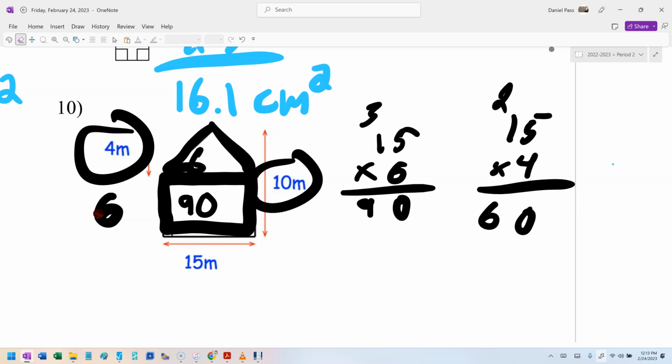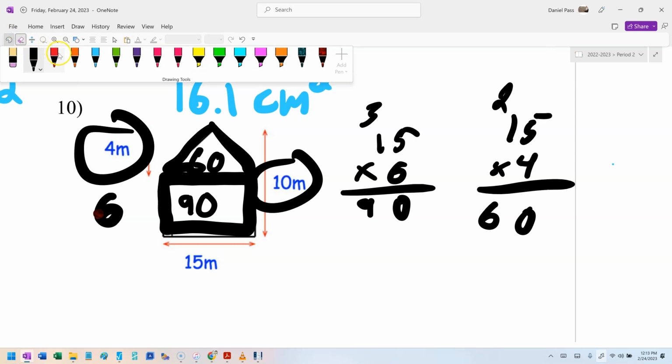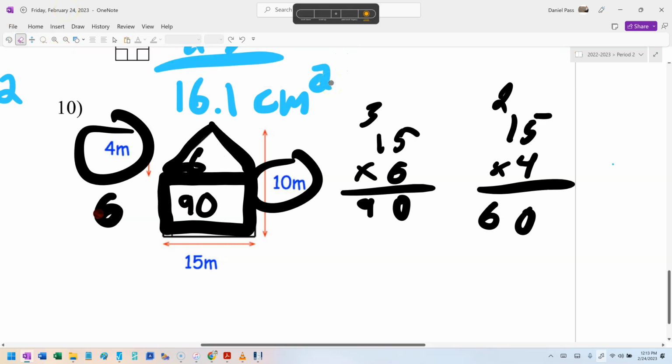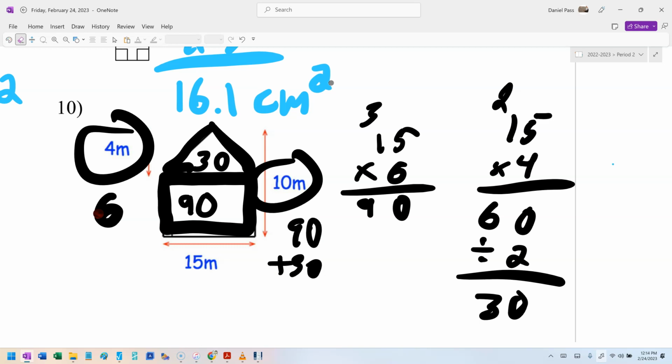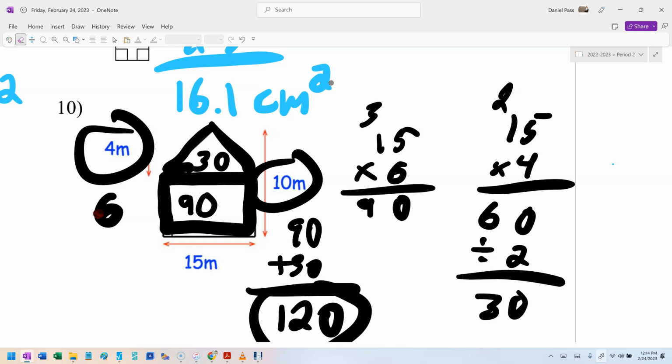This is 90 and this is 60. Now we have to do what? Divide by 2. I almost forgot. Don't forget to divide by 2 on your triangle. See, I was making sure you were all paying attention. All right, so 30 here. Okay, so are we done? No. Now we have to add them. So 90 plus 30 to get the total area is 120. Yay, 120. Any questions?